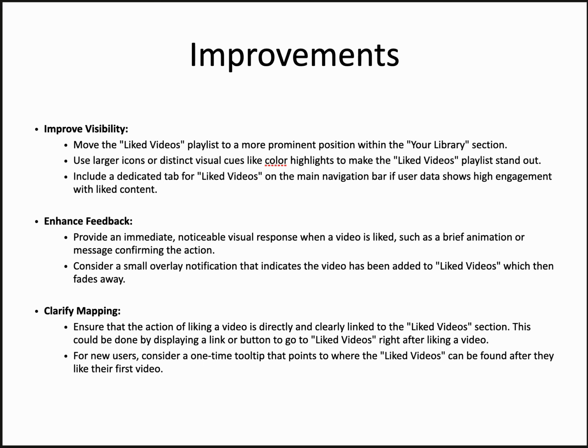Recommendations for improvement, YouTube. Improve visibility. Move the liked videos to a more prominent position within your library section. Use larger icons. Use visual cues to indicate that it's a liked video. And feedback: after you click like on a video, it should automatically give a notification saying where it's added. Clarify mapping, and check that the action links directly and clearly to the liked video section.